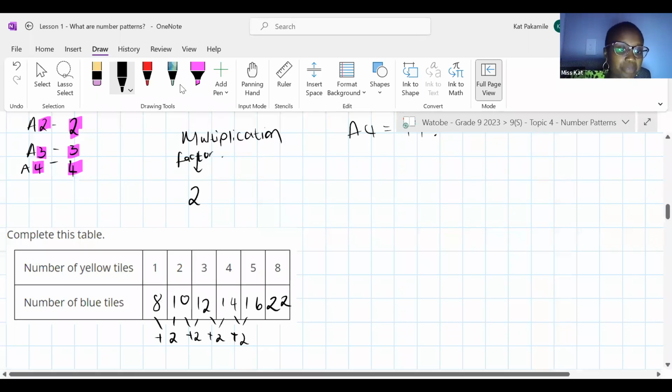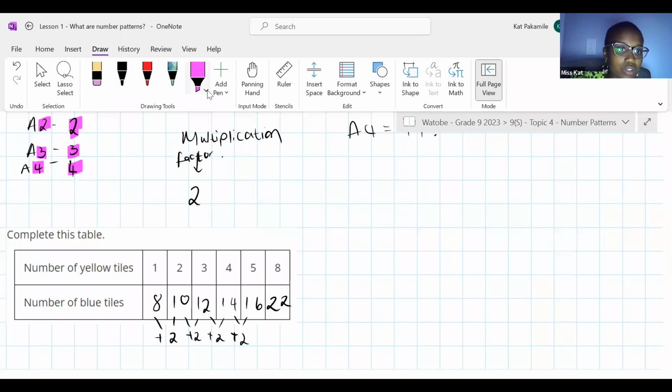Okay, this 2, I want to show you using a highlighter just so you stay with me. So this 2 is what I use as my multiplication factor. So we're going to multiply this 2 by term number 1. Isn't it the first one? So by 1. But whatever we do here, we want our answer to equal 8.